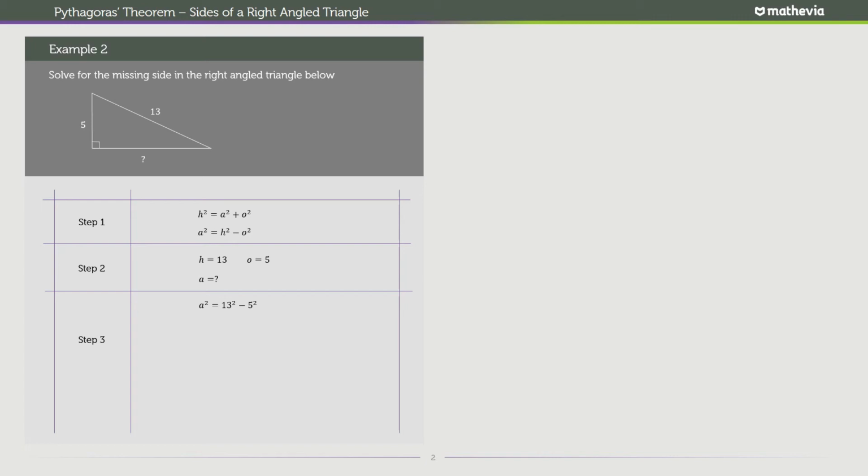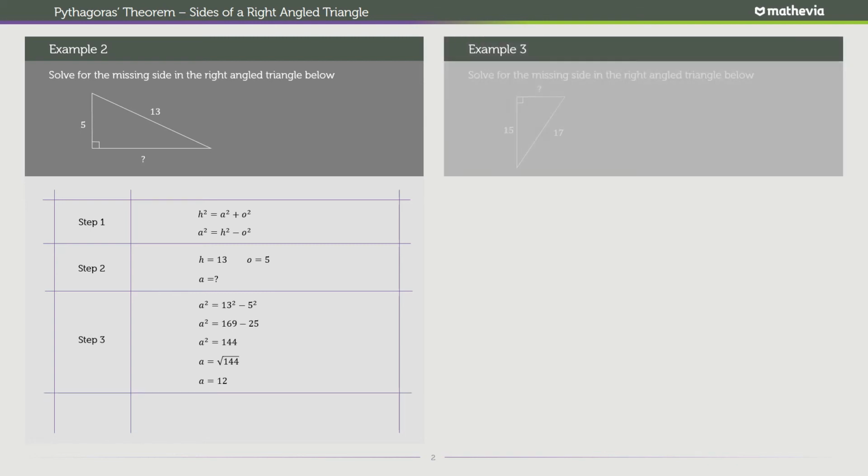We put all of that information into the formula. We have that a squared equals 13 squared minus 5 squared. Then a squared equals 169 minus 25. A squared equals 144. A is the root of 144, and you have that a is 12.